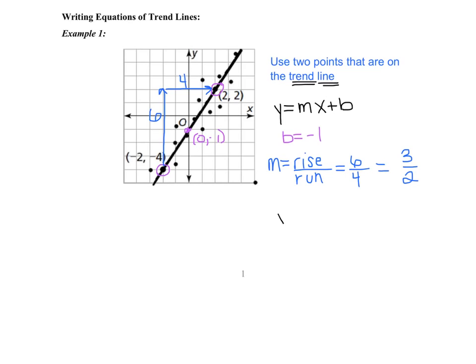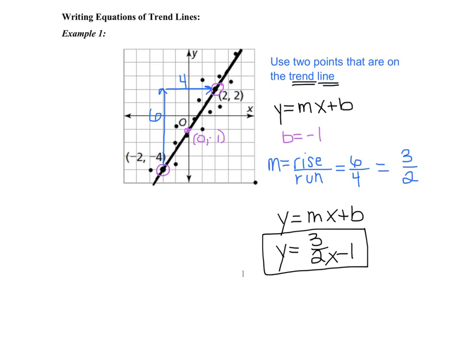Lastly, you want to put it all together. y equals mx plus b. My m is equal to 3 over 2 x. And then my b is negative 1. And that is your answer.